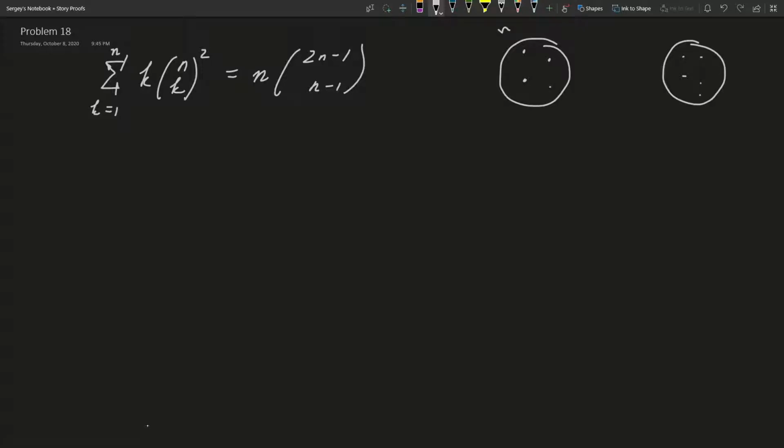And in the hint, we're also told that a committee chair can only be selected from one of the groups. So let's say only this group can give a chair for a committee. So let's first consider the right-hand side. For the right-hand side, there are n ways to select a chair for our committee.